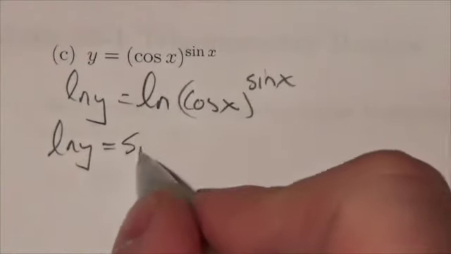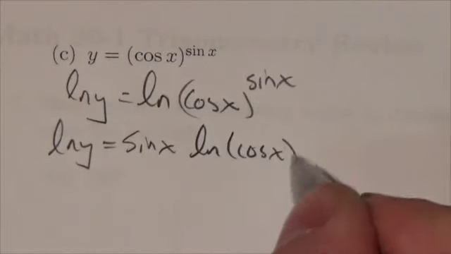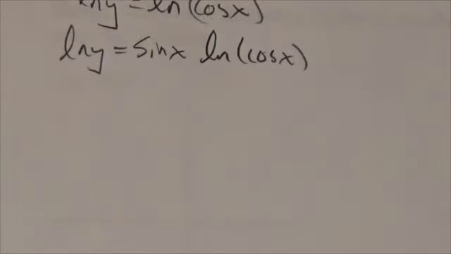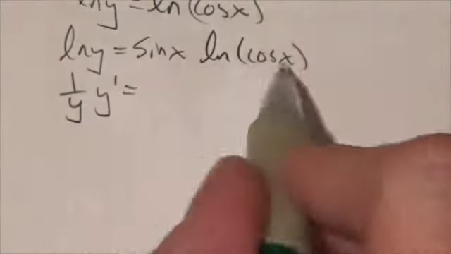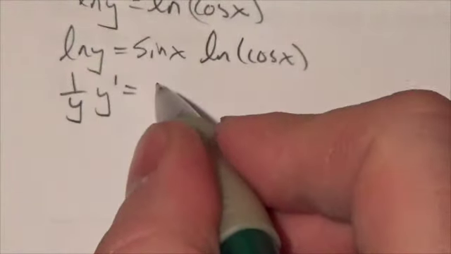I'm going to bring the sine of x down. So this will be the sine of x times the natural log of the cosine of x. Now that's in a form that's going to be a lot easier to take the derivative of. The derivative of the left-hand side will be 1 over y times y prime. And now I've got two functions here multiplied together, so I'm going to use the product rule.